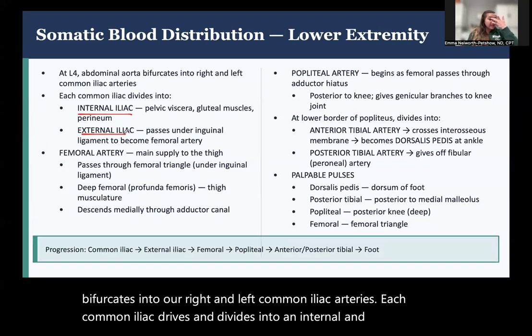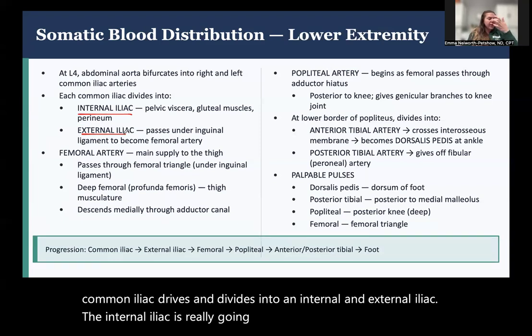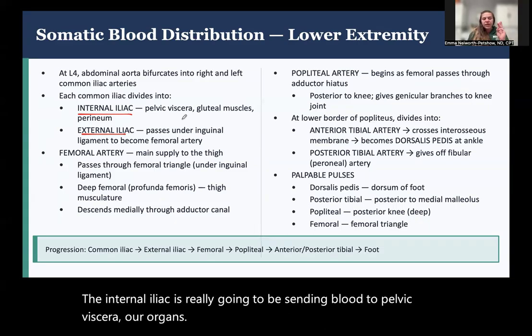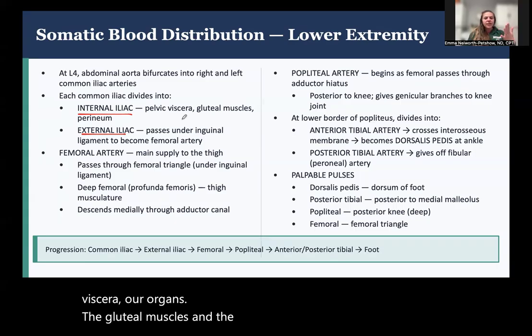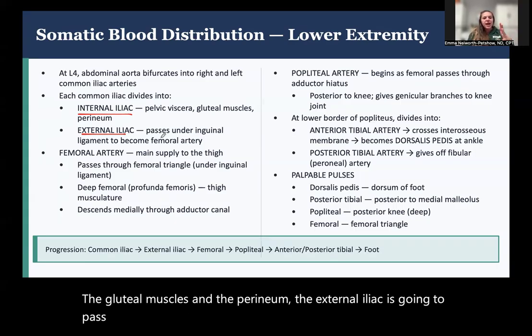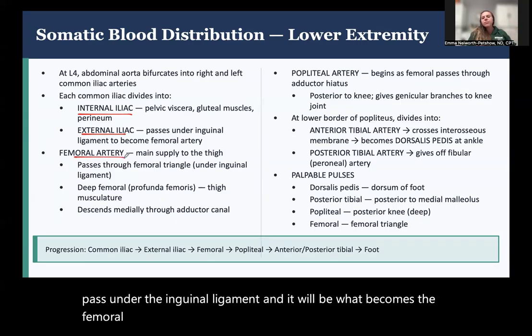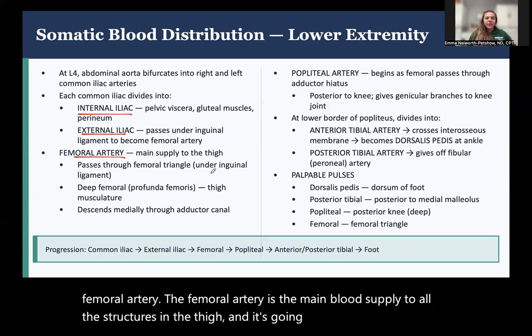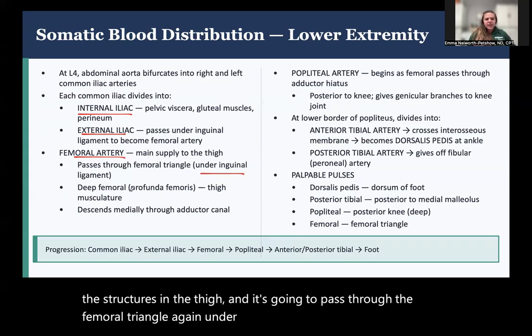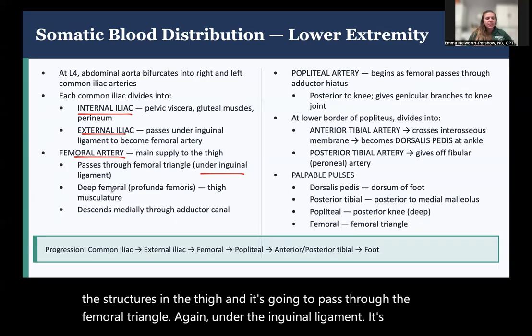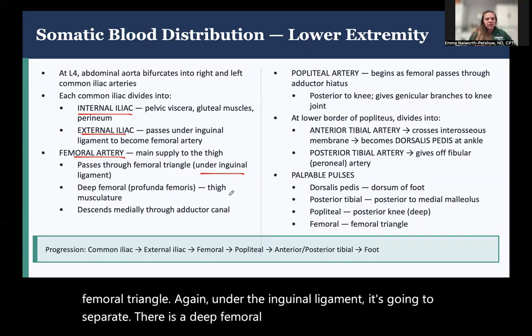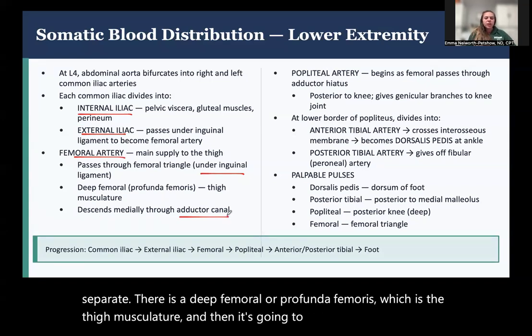The internal iliac is really going to be sending blood to the pelvic viscera, our organs, the gluteal muscles, and the perineum. The external iliac is going to pass under the inguinal ligament, and it becomes the femoral artery. The femoral artery is the main blood supply to all the structures in the thigh, and it's going to pass through the femoral triangle, again, under the inguinal ligament. It's going to separate: there is a deep femoral, or profunda femoris, which supplies the thigh musculature, and then it's going to descend medially through the adductor canal.